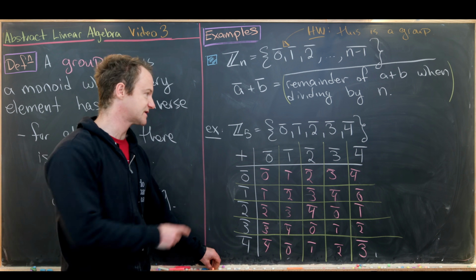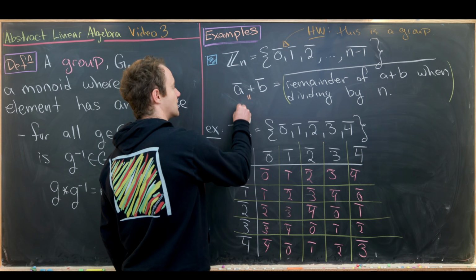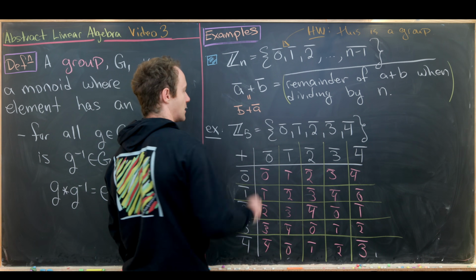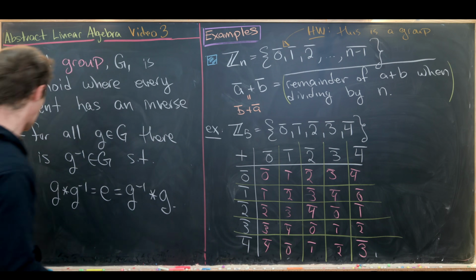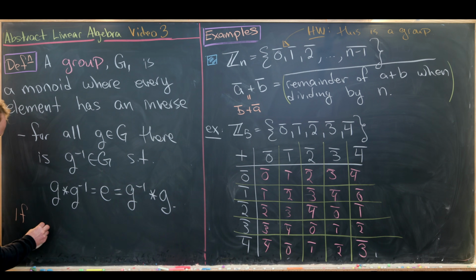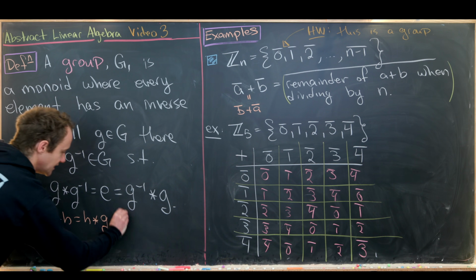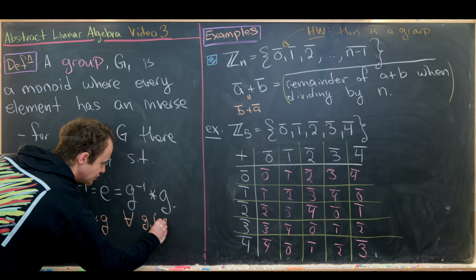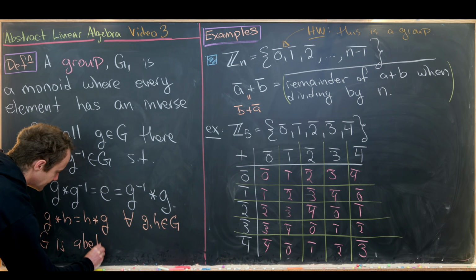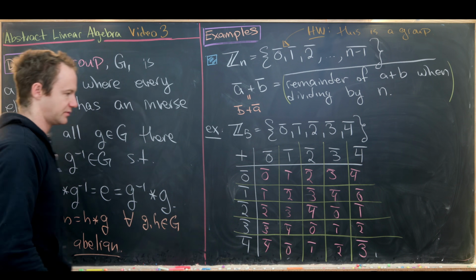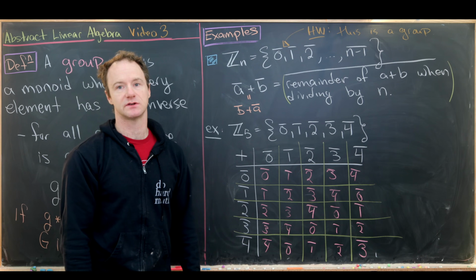And let's notice that this group is in fact commutative. In other words, A bar plus B bar is the same thing as B bar plus A bar. And that makes this group something called abelian. So let's maybe add that over here. If G star H equals H star G, for all G and H in G, we say G is abelian. So it's an abelian group. Okay, so like I said, now we're ready to do some general results.